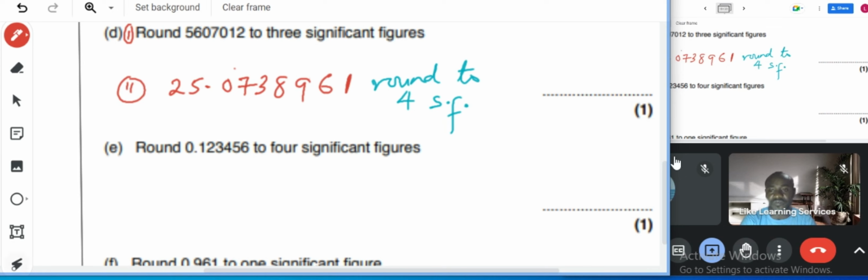What's the 4th significant figure? 7, right? Yeah. Because you start counting from the very first number. So we are stopping at 7, isn't it? Yeah. We're stopping at 7.